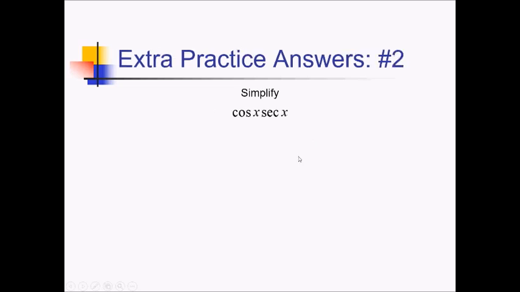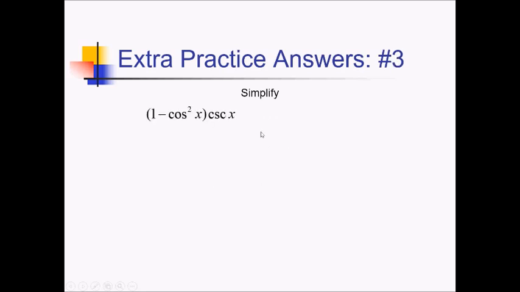For this problem, there really isn't a whole lot we can do to simplify this other than turning everything into sine and cosine. Cosine of x is as good as it's going to get, but secant, that's really 1 over cosine. These cosines can cancel, so that's just going to leave us with 1 for this one.